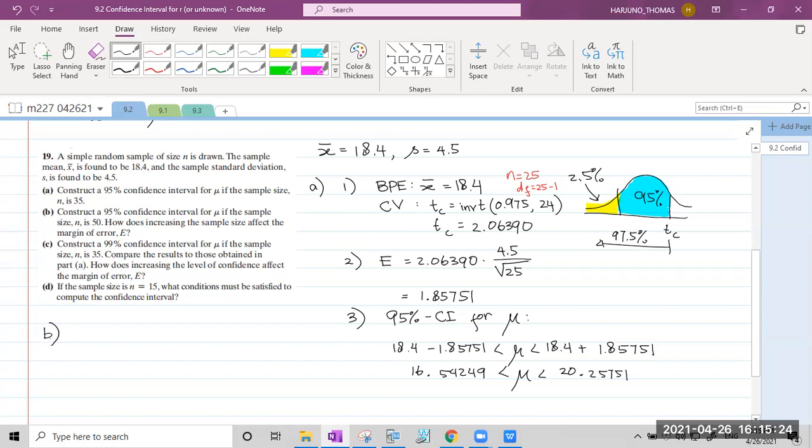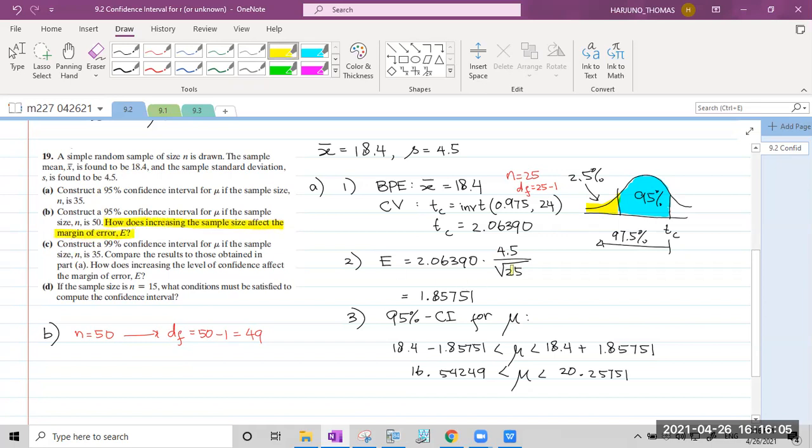Part B. Construct a 95% confidence interval for mu if now the sample size is 50. So later on, the degree of freedom will be 49, right? That's 50 minus 1. Okay. We'll construct this confidence interval first, and then we will answer the follow-up question, how does increasing sample size affect the margin of error?